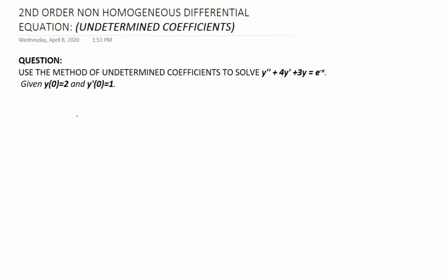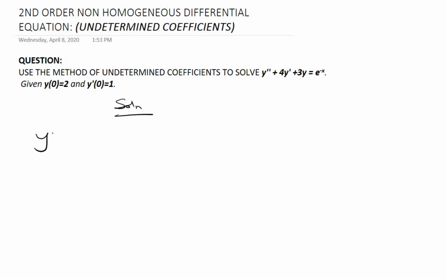And this is the question we're given. Use the method of undetermined coefficient to solve y prime prime plus 4y prime plus 3y is equal to exponential negative x. We are given some boundary or initial conditions. The boundary conditions are y of 0 is equal to 2. That means when x is 0, y is 2. And y prime of 0 equals 1. That means when x is 0, y prime or dy/dx is equal to 1. So now let's get to the solution.